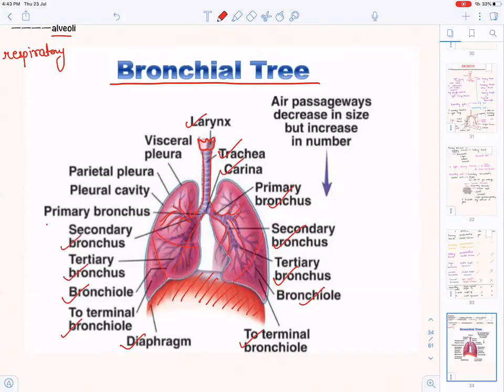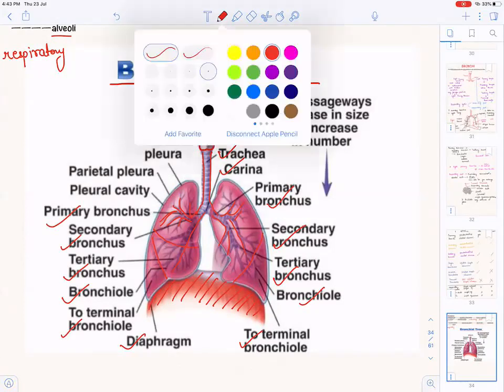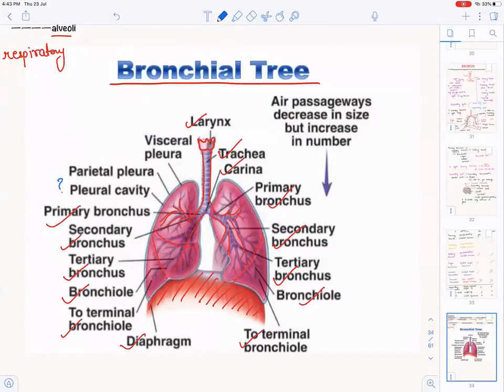Same thing over here. And what is this pleural cavity? Parietal pleura and visceral pleura. Okay, so I'll tell you about these three things when we are doing structure of lungs. But I can tell you about this also, because since you have seen, you might be having some curiosity, what is this?